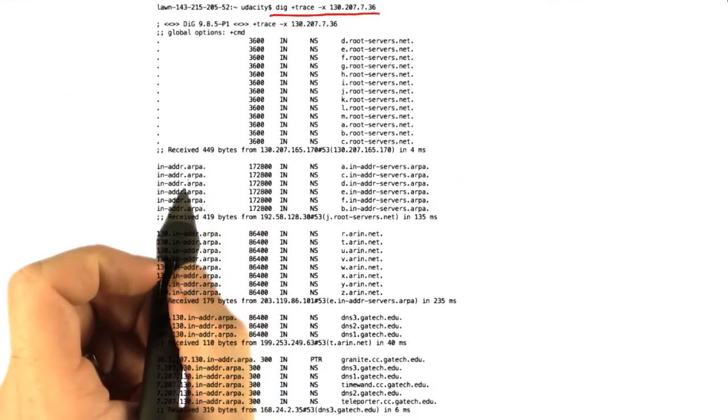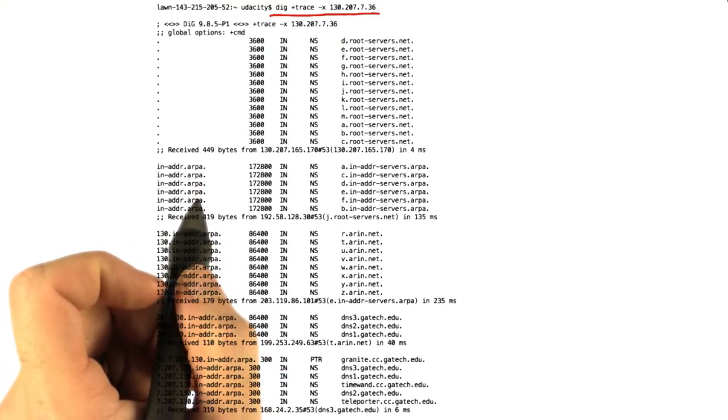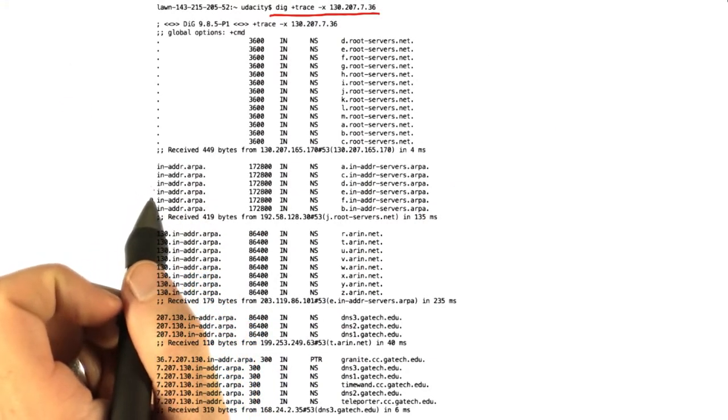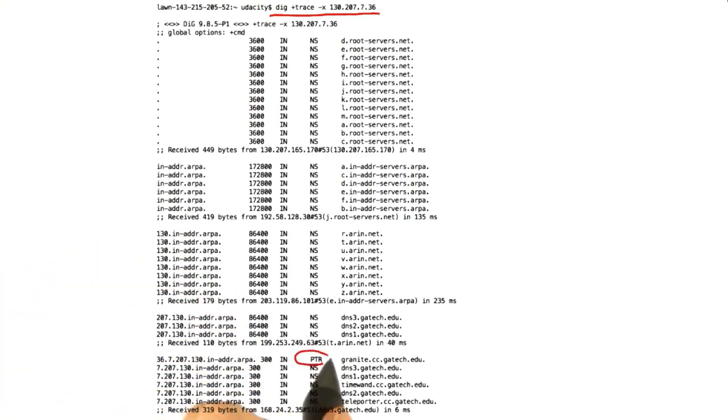A final interesting example explores how to map an IP address back to a name. In this case, we're ultimately looking for a PTR record, which is the name corresponding to this IP address. But first, what happens is we receive a special referral.